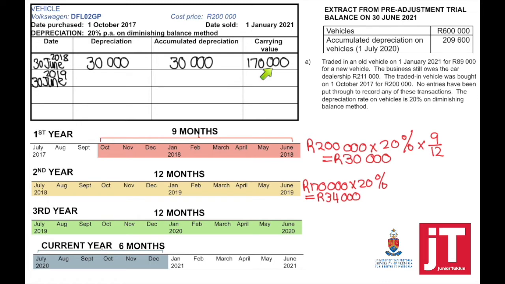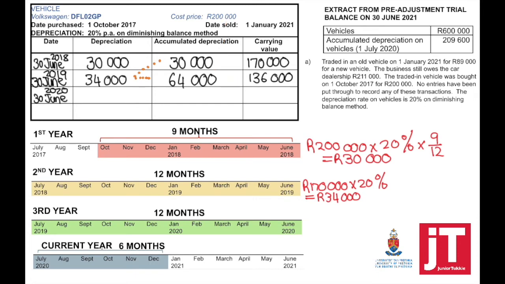There's the book value, 170,000 times 20%. My depreciation is 54,000. To get the accumulate, take the previous year plus the current depreciation equals accumulate. To get the book value, take cost minus accumulate, or you can take the carrying value at the end of last year minus the depreciation. It will give you exactly the same answer.